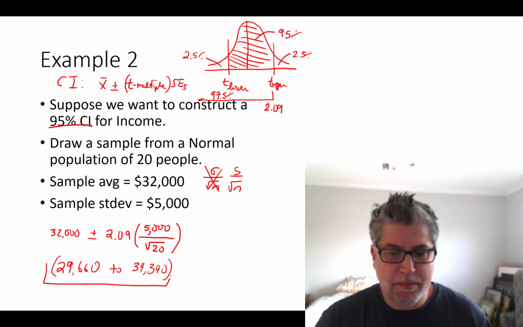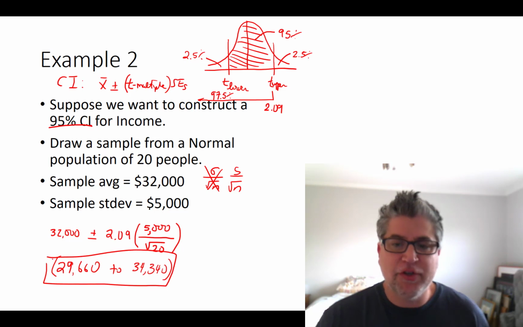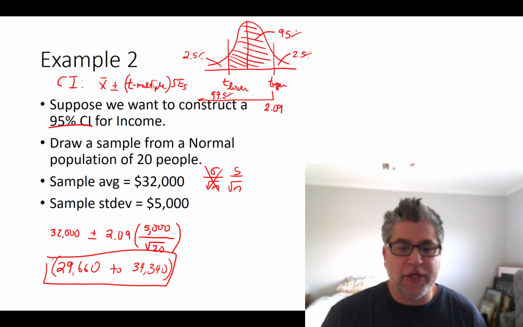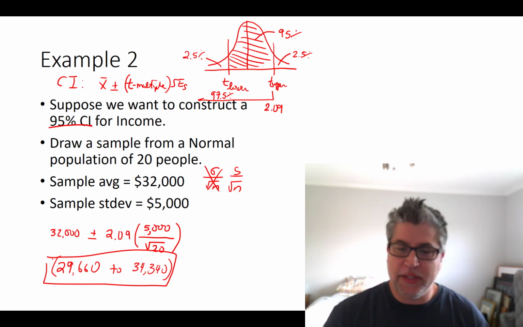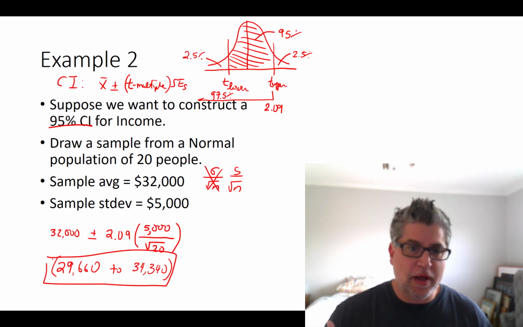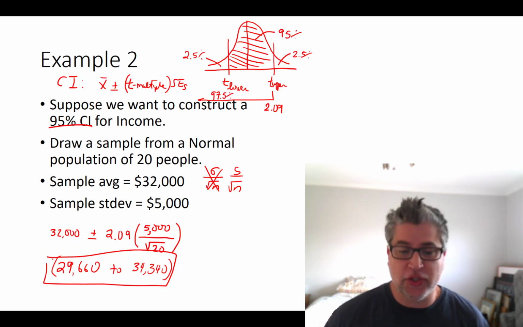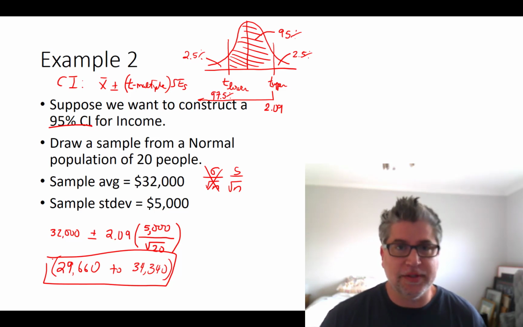Okay, so that is our best guess for average income from our population. Not the best guess for any one particular person's, but it's the average, our best guess for the average of the population, 29,000 to 34,000.